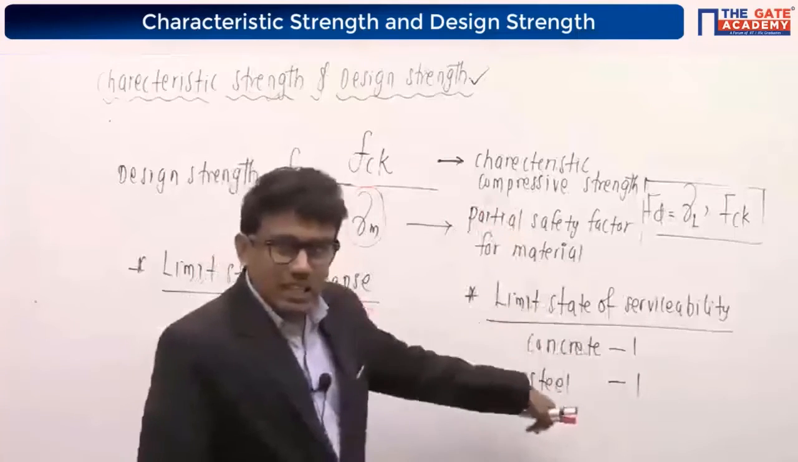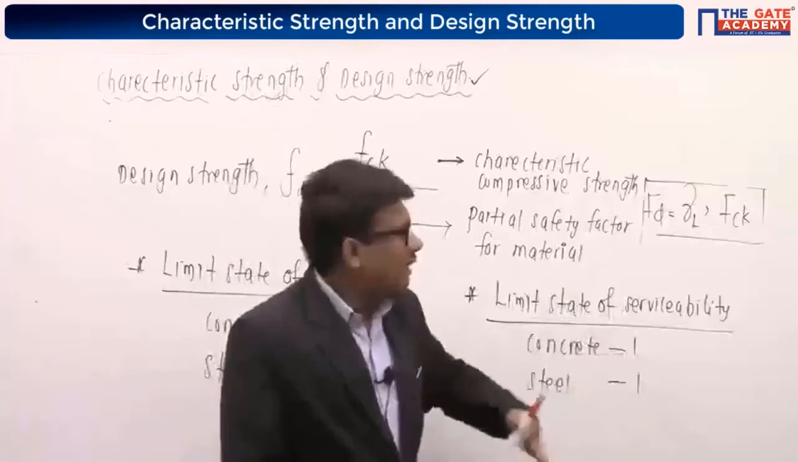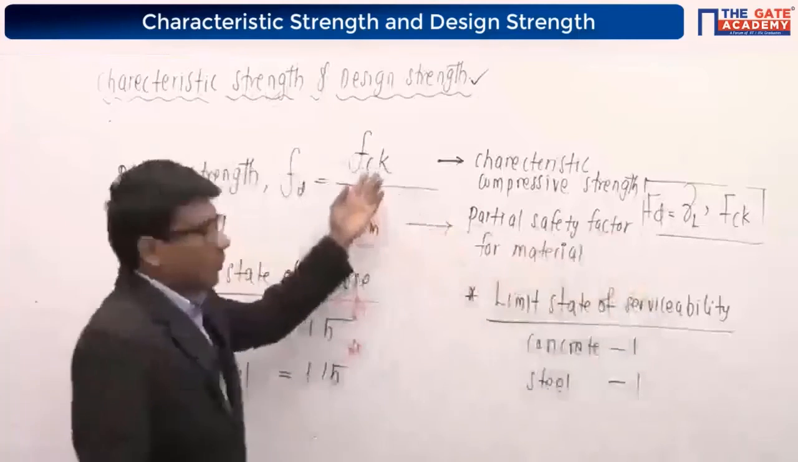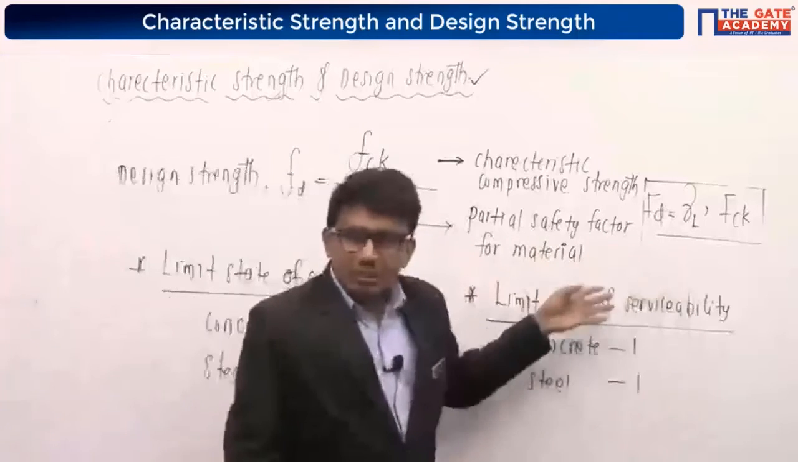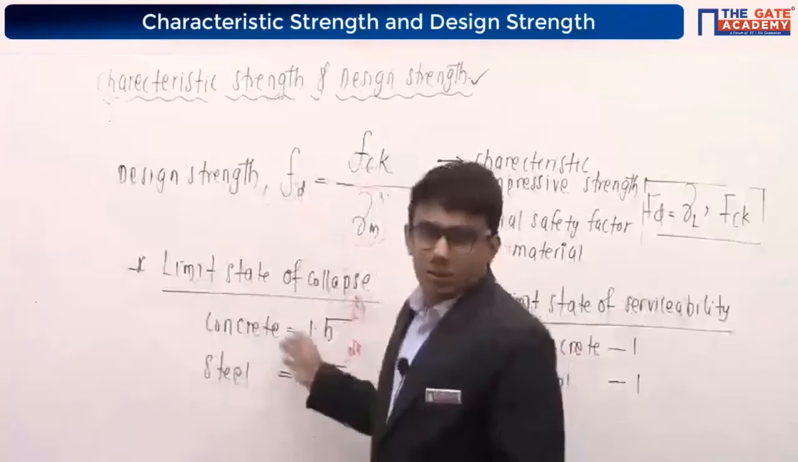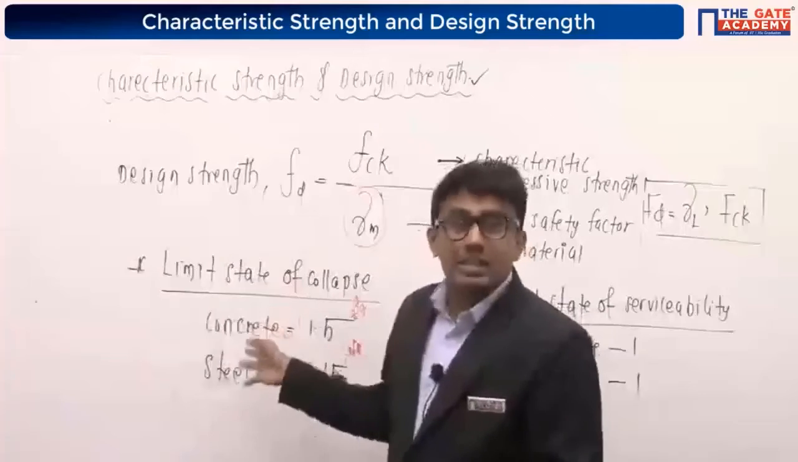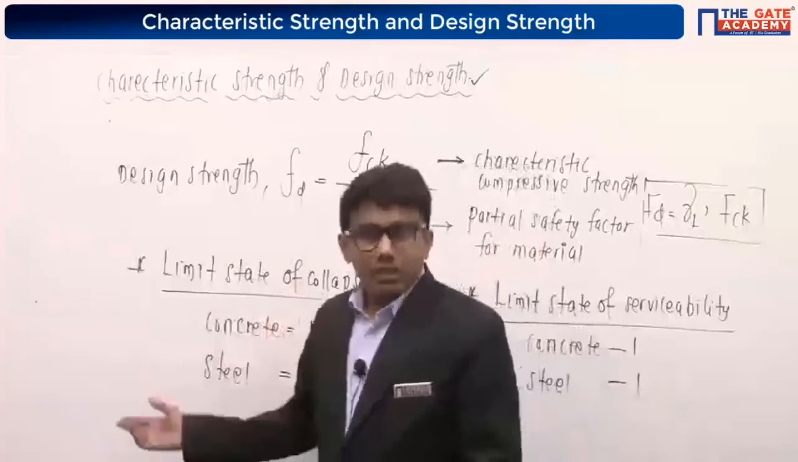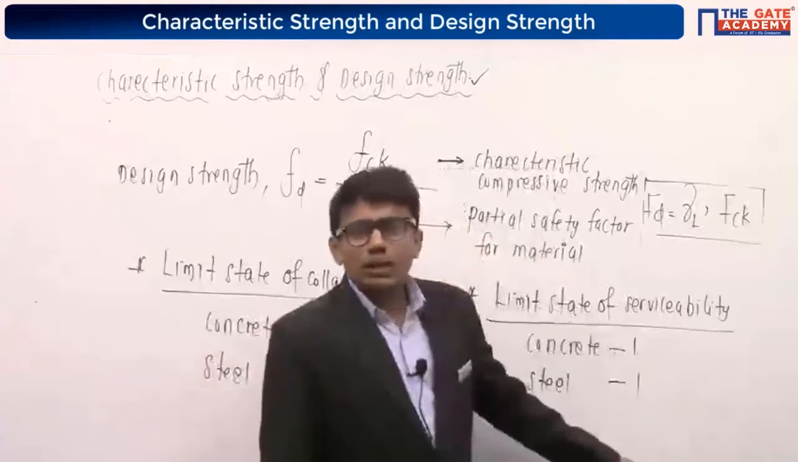This deals with the real behavior of the structure. That's why we are considering the safety factor as 1. We can directly take this FCK for the design, because the limit state of serviceability deals with the real behavior. Limit state of collapse deals with the imaginary behavior, imaginary conditions. So that's the reason why we are taking higher values there, and one here.